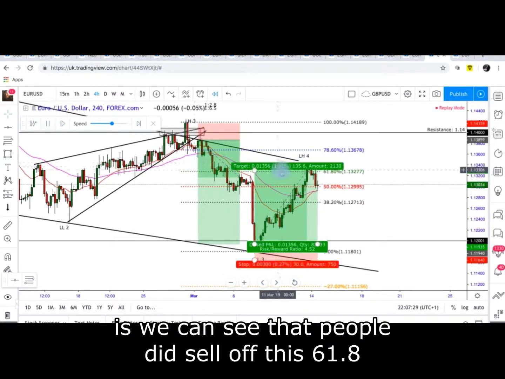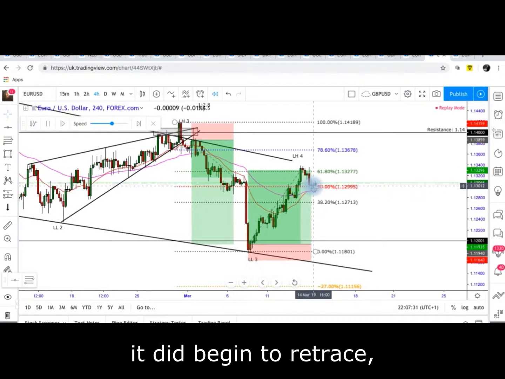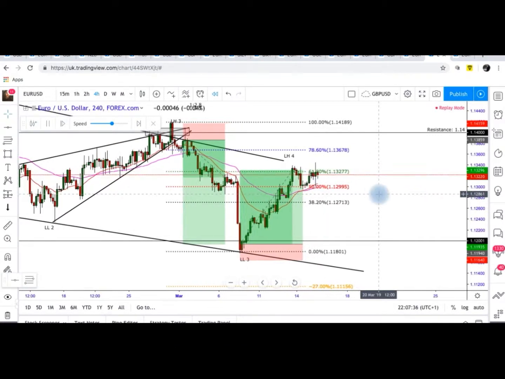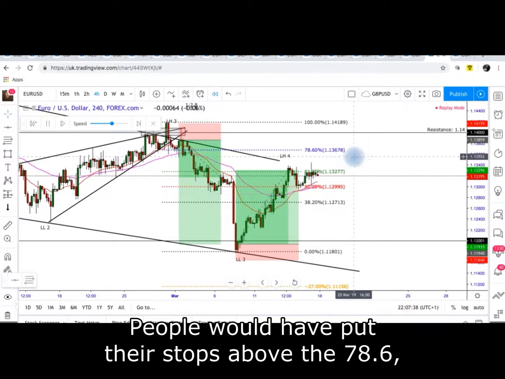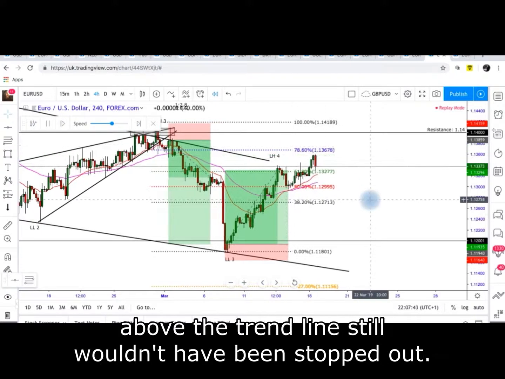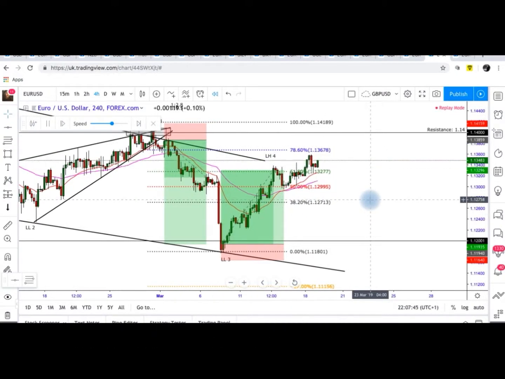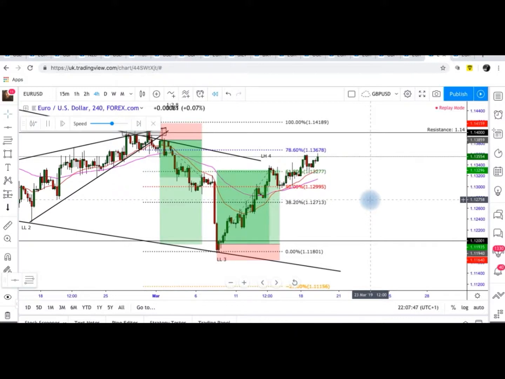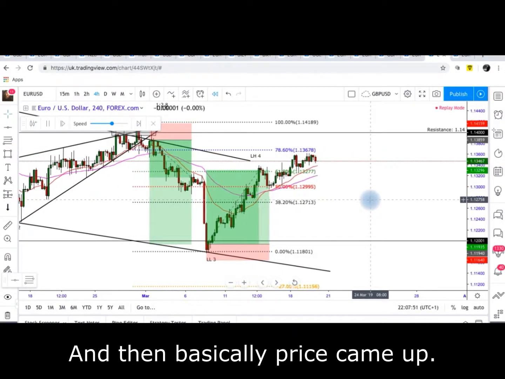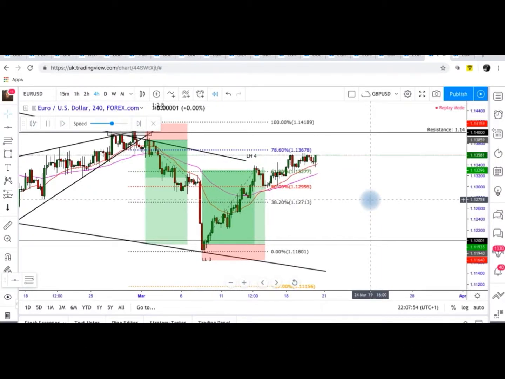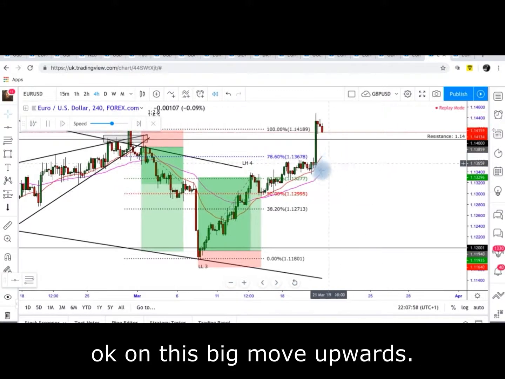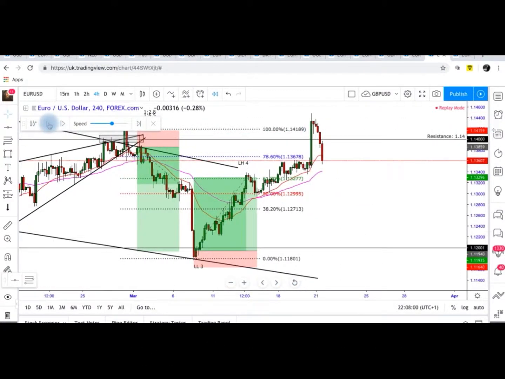As we can see, people did sell off the 618, it did begin to retrace, but then unfortunately it came back up. People would have put their stops above the 78.6, which is a nice place to put your stops, above the trend line. They still wouldn't have been stopped out. And then basically price came up. We were still safe, and then bang, everybody would have got stopped out on this big move upwards.